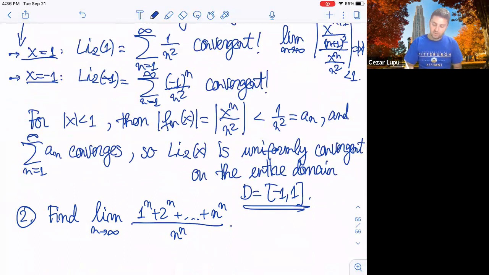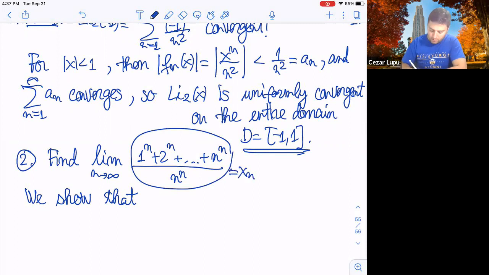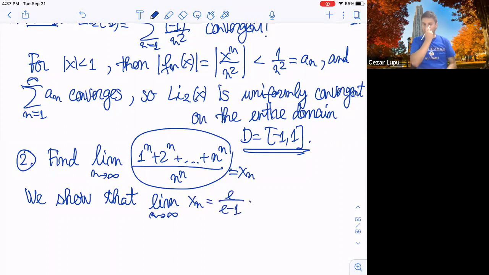In fact, we will show that. Let me just tell you the result. This is a very famous problem. Let's just denote this limit by xn. We show that the limit as n approaches infinity of xn is e over e minus 1. It's a very nice problem.